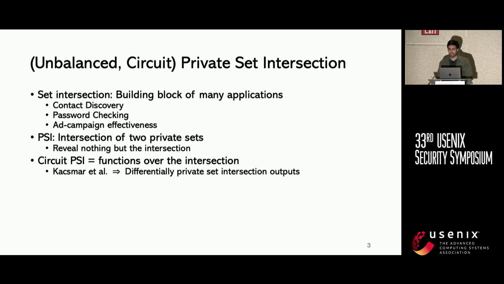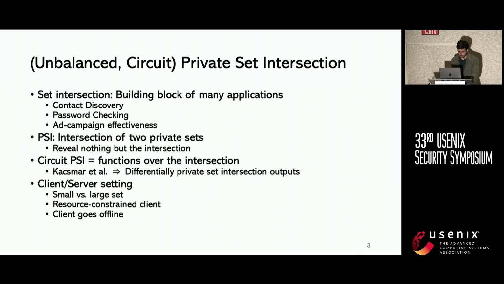And then circuit PSI is, as was mentioned in the previous talk as well, just taking that a step further and saying, okay, I want a function of the intersection, not necessarily the intersection itself. And the work of Kacsmar et al. a few years ago, for example, proposed doing differentially private operations on top of the set intersection. But there are, of course, many functions you can imagine that you would want to compute over the intersection.